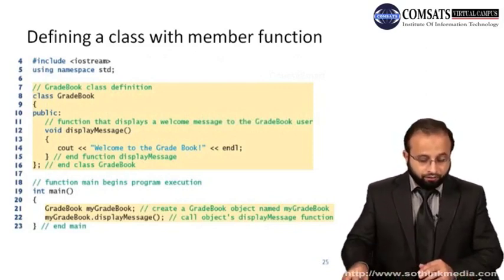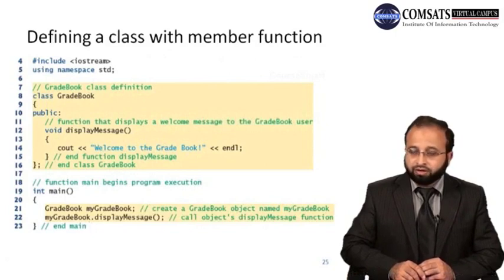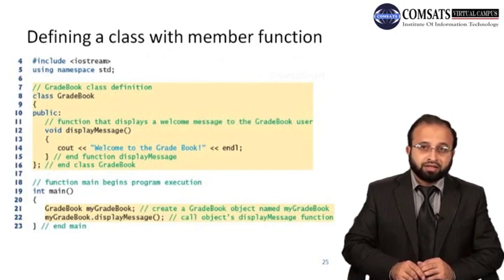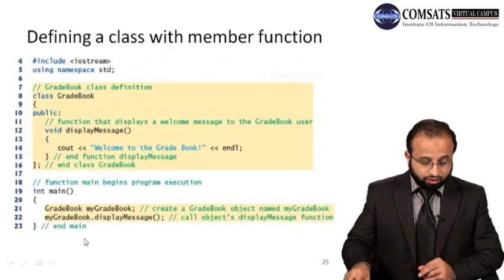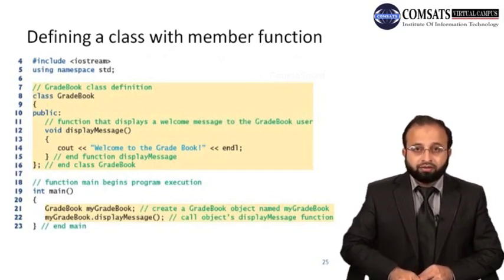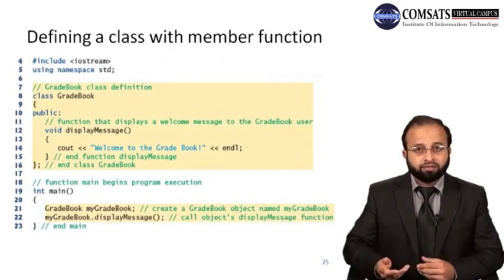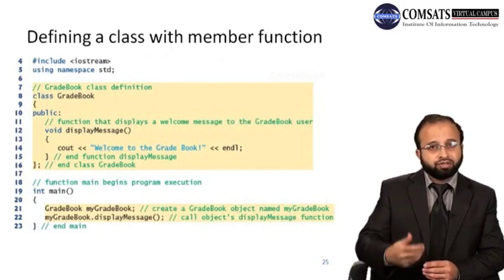Now why do we have to use the object here? Is it not possible to call the display message function without an object? Can you think about why it is not possible to call the display message function without this object my gradebook? If you do so, it will give an error. But why is it not possible to call the member function of the class without the object? This is a function. We know how to call a function from the previous course, so why can we not just simply call that function?